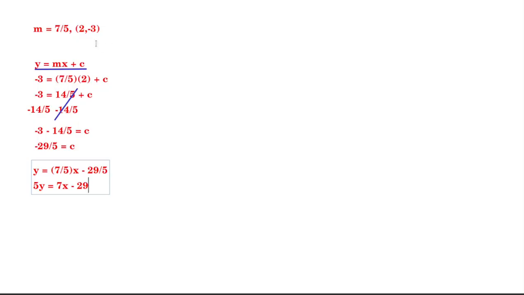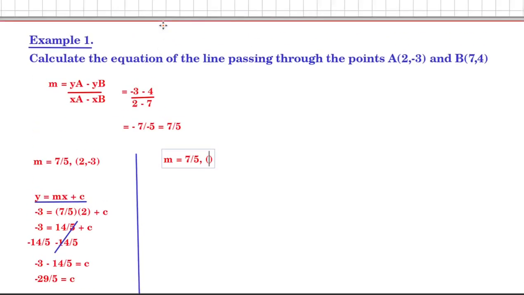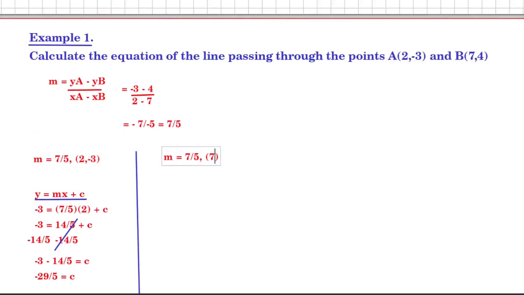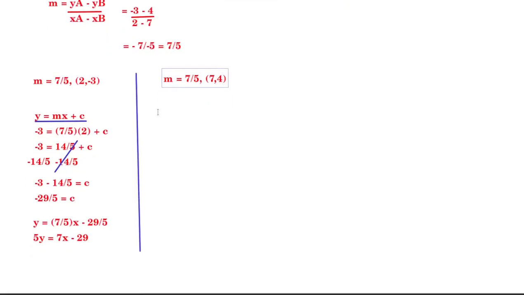Let's also calculate this same equation now using the other point. Still the same method, which means we have our gradient equal to 7 on 5. And now the point is no longer (2, -3), it's (7, 4). We want to find the equation. Still, y = mx + c.